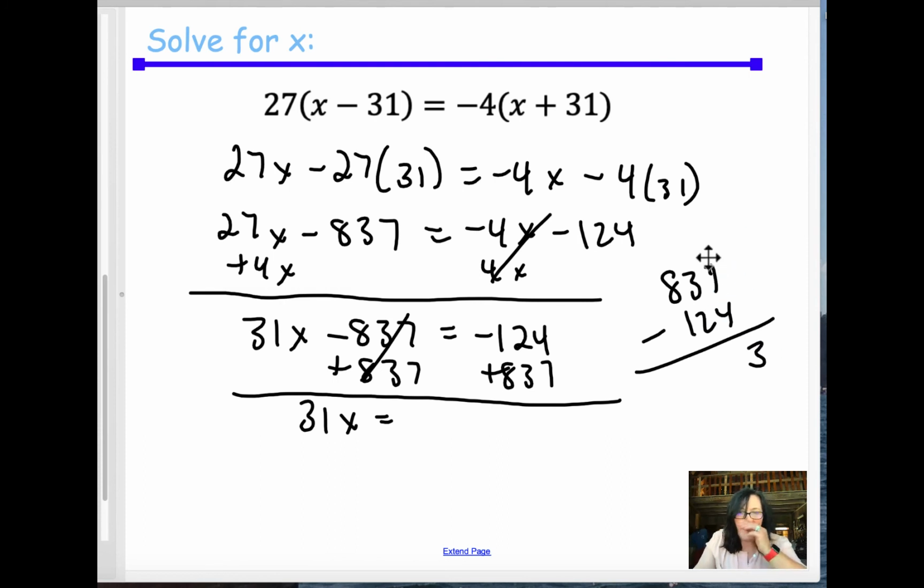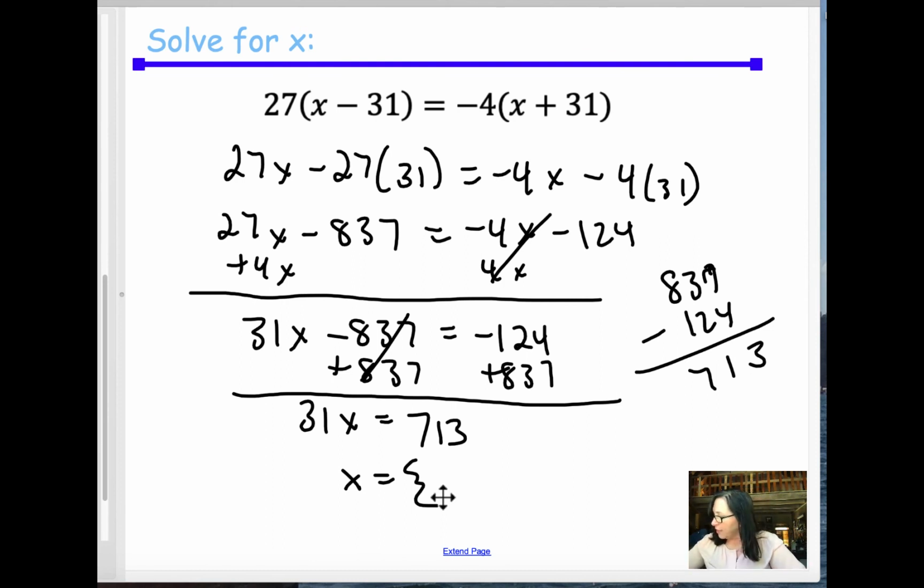Let's see. That's a 7. 7 minus 4 is 3. 3 minus 2 is 1. 8 minus 1 is 7. So we get 713. I'm going to divide both sides by 31.